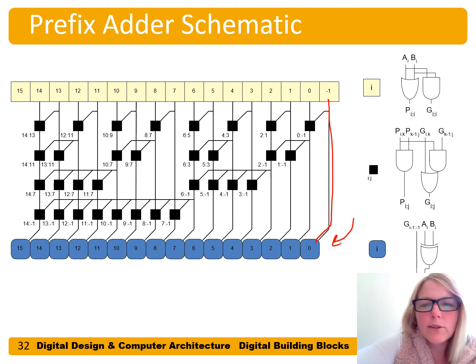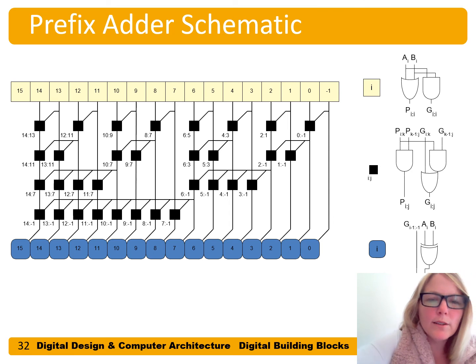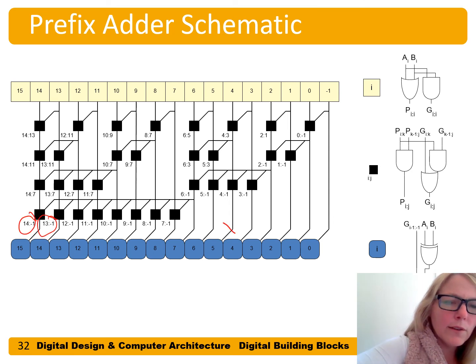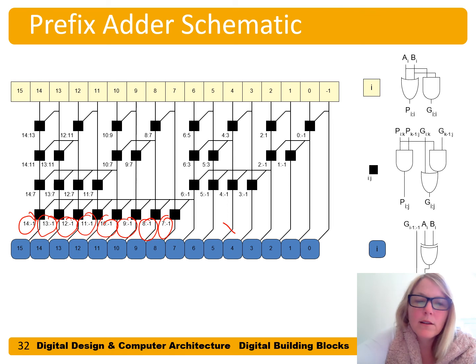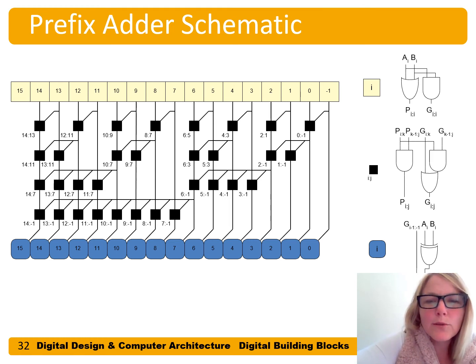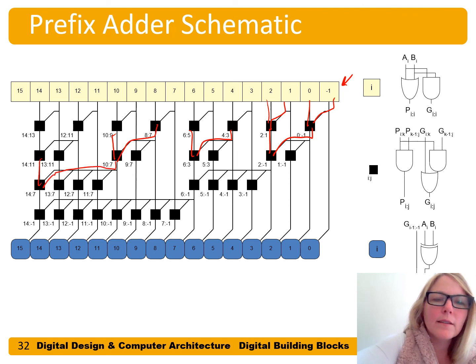And you can see that for column 0, we can do that immediately. For column 1, we can do that after one stage because we get G sub 0 to -1. And after 1, 2, 3, 4 stages, we actually have all of the remaining prefixes, so we can calculate the sum for all of the columns at that point. I want to point out here too, we're looking at group propagate and generates for groups of 1, groups of 2, groups of 4, groups of 8, and then finally groups of 16.